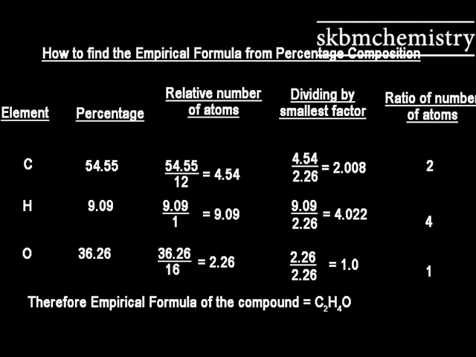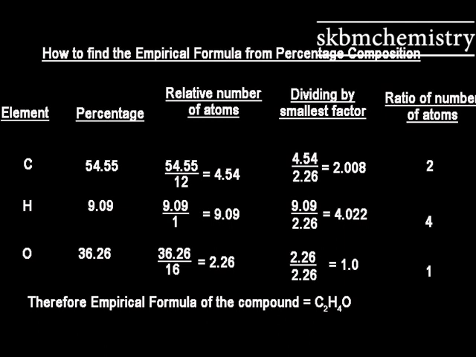And out of these 3 quotients, we find that 2.26 is the lowest quotient or smallest factor. So in the fourth column, we will be dividing each quotient by the smallest quotient. You can see that 4.54 divided by 2.26 is equal to 2.008. Coming to hydrogen, 9.09 divided by 2.26 is equal to 4.022. Coming to oxygen, we can see that 2.26 is getting divided by 2.26, the smallest quotient. So the result is only 1.